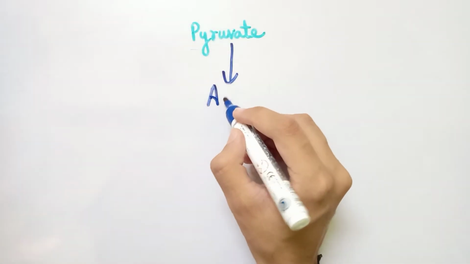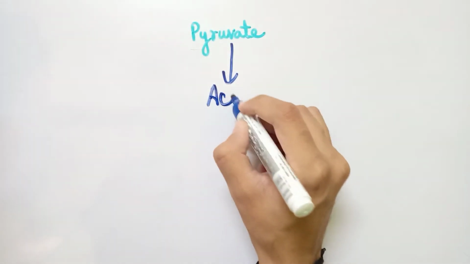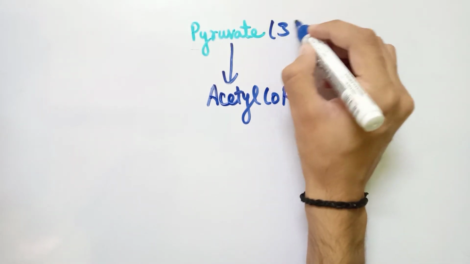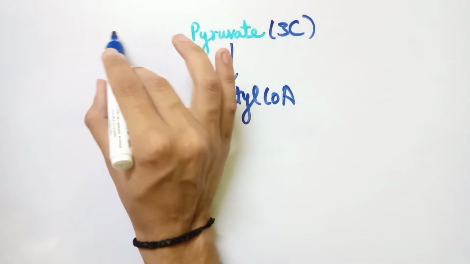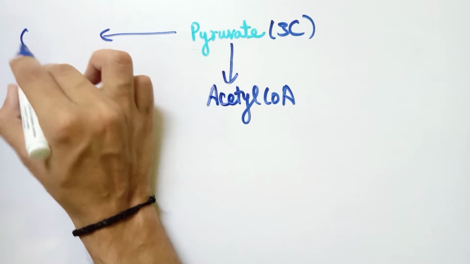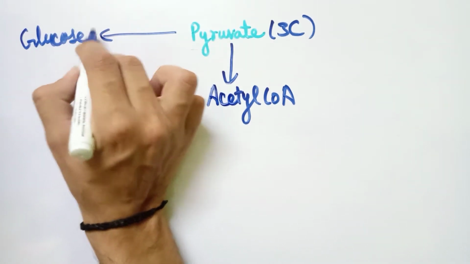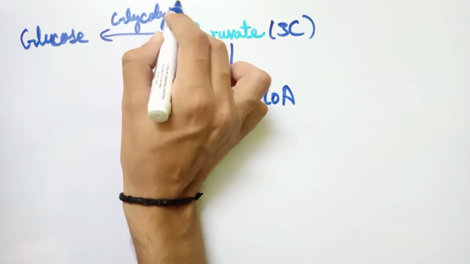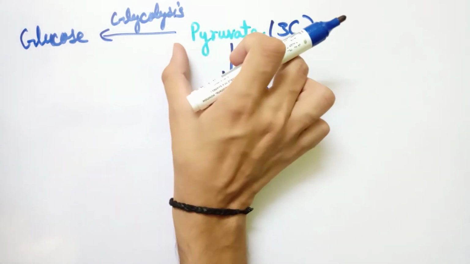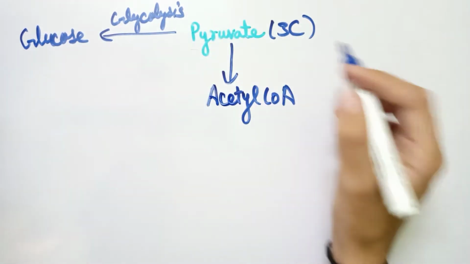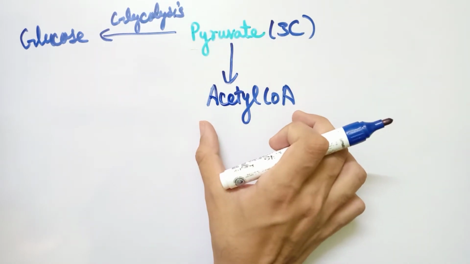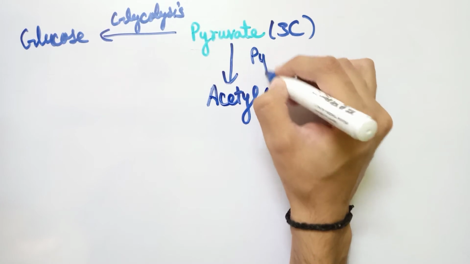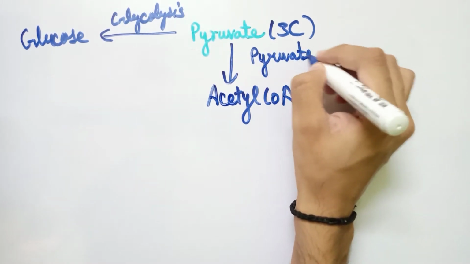The first step in the Krebs cycle is the preparatory step. Acetyl CoA is formed from pyruvate, which is a 3-carbon compound. Now this pyruvate is basically formed from glucose through the process of glycolysis. So, because of glycolysis, pyruvate is formed, and from pyruvate, acetyl CoA is formed by pyruvate dehydrogenase enzyme.